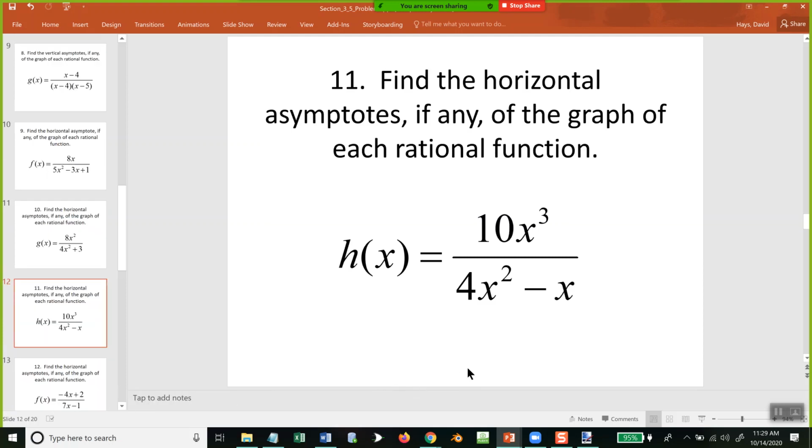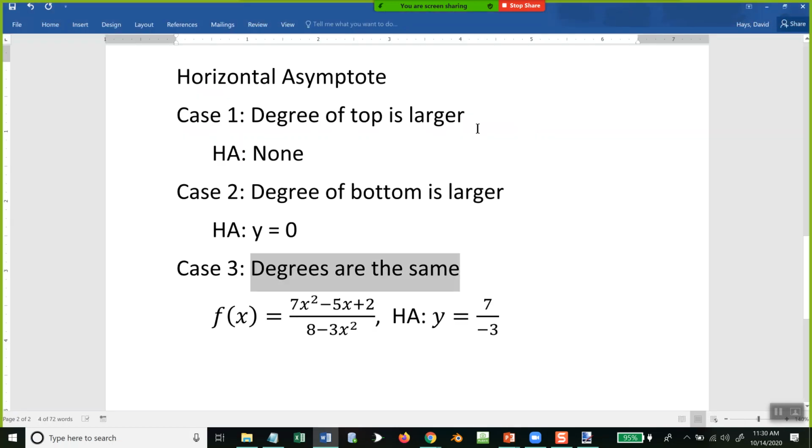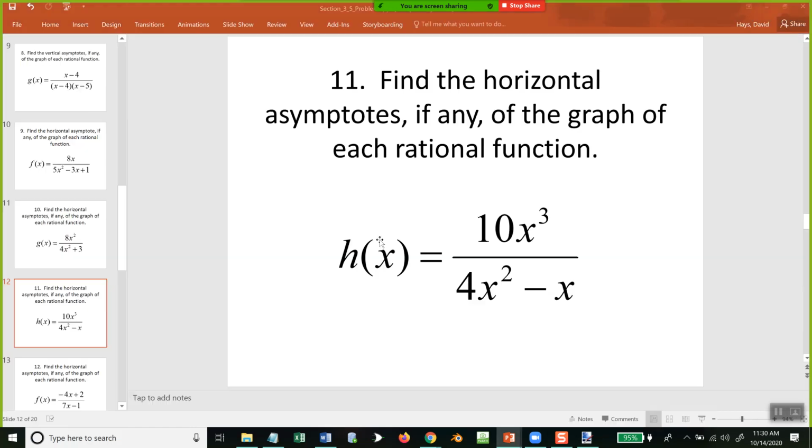Now this problem. Our degree of the top is 3, the degree of the bottom is 2, so the degree of the top is larger. Case 1, degree of the top is larger, the horizontal asymptote is none, there isn't any. So the answer on this one would be none.